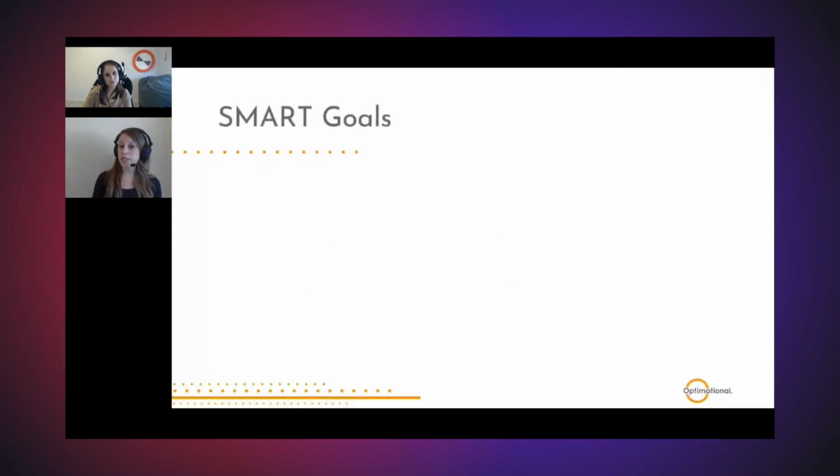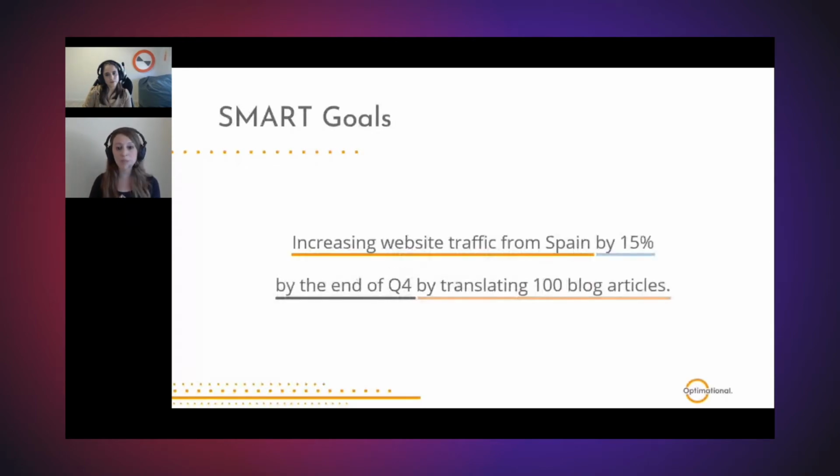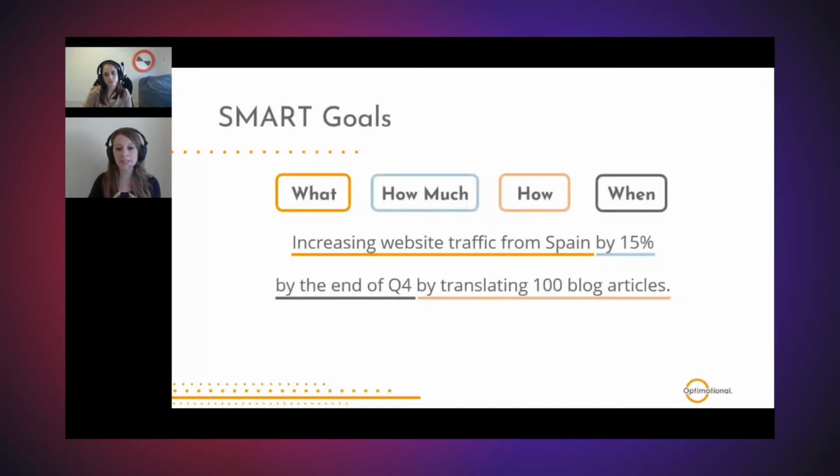Now, if you turn this initial goal into a SMART goal, it will read the following: increasing website traffic from Spain by 15% by the end of Q4 by translating 100 blog articles. See, here you have answered all these SMART questions: the when, the how much, the how, and the what. Let me insist on the fact that setting a well-defined goal will lead to a well-thought strategy and clear results.